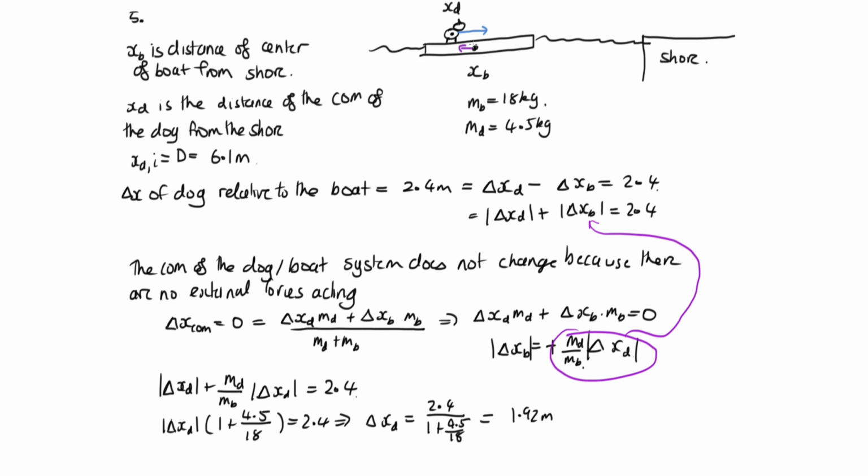So I've drawn my little sketch, and I know that the dog ends up 1.92 meters closer to the shore now. It asked me to find out how far from the shore the dog was eventually. So this is going to be equal to 6.1 minus 1.9, and when I solve that, I end up with 4.2 meters. So the dog is eventually 4.2 meters from the shore. Even though the dog's walked 2.4 meters along the boat, that's caused the boat to move backwards, so the dog doesn't end up 2.4 meters closer to the shore.